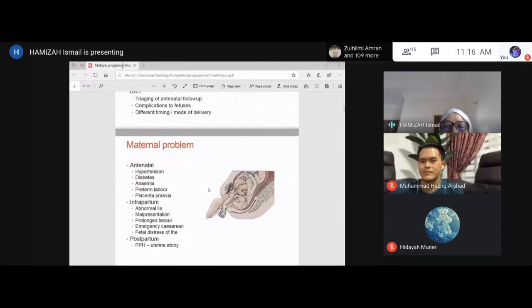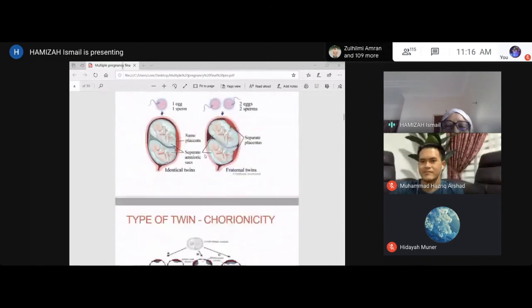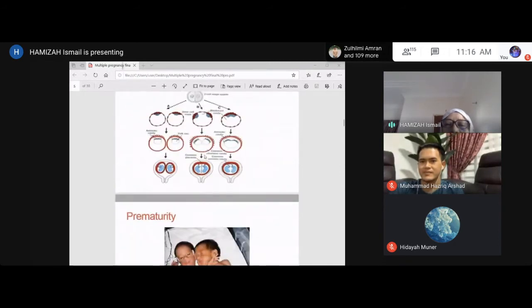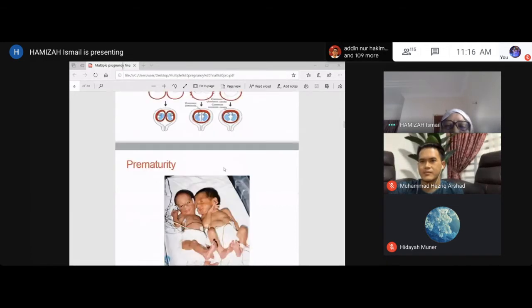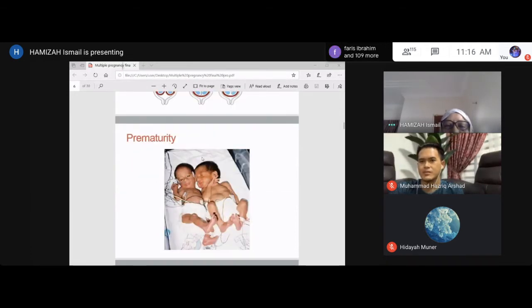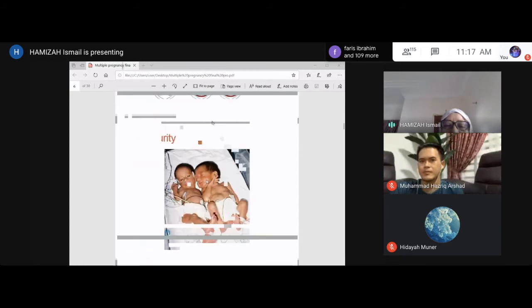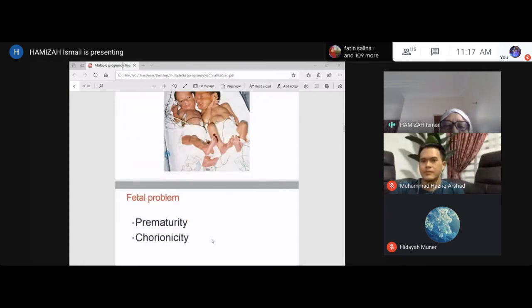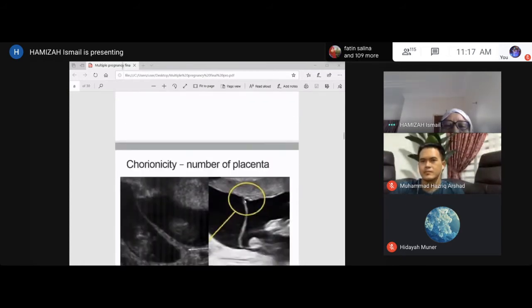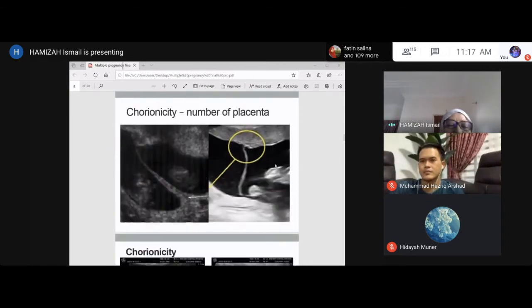Okay, that's your maternal part. As for this, I'm sure you all already understand. Just remember 3, 6, 9, 12. The problem of DCDA is mainly prematurity and chorionicity. All of this is for year 5, I assume you all are already good at this.